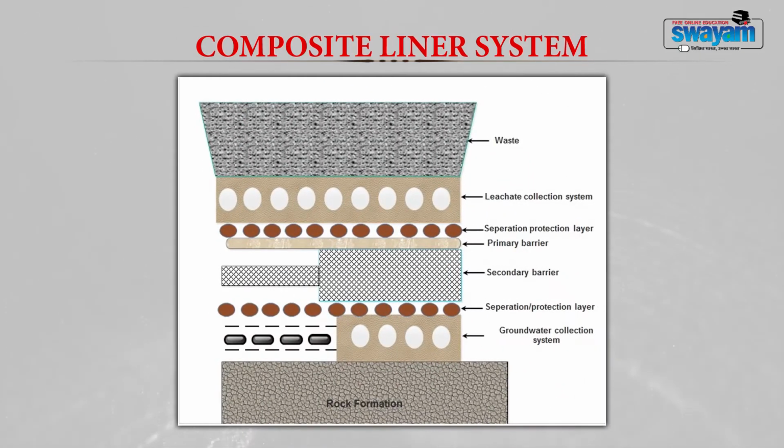Now, as I told you, in this figure you can see below the waste, again similar to your single liner system, you have a leachate collection system which is lined with a geotextile. Then you have a primary barrier and a secondary barrier. Primary barrier, it is a synthetic flexible membrane which can be LDPE, HDPE, PVC etc., and secondary barrier is your clay. The primary barrier and secondary barrier on either side is again protected by a separation layer, and below this you have a groundwater collection system which generally consists of gravel lined with geonet.